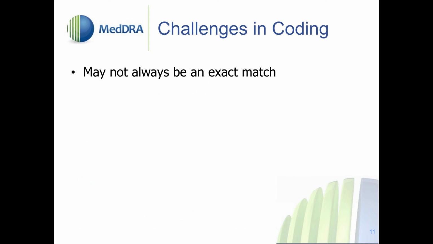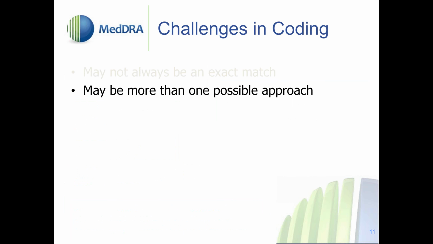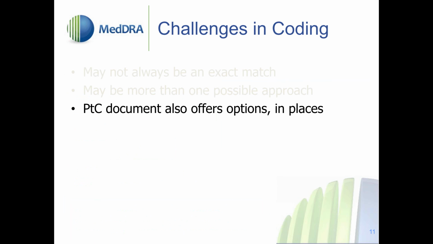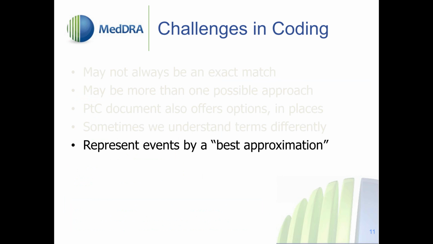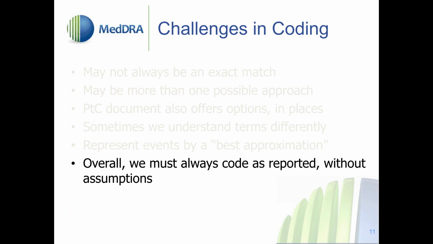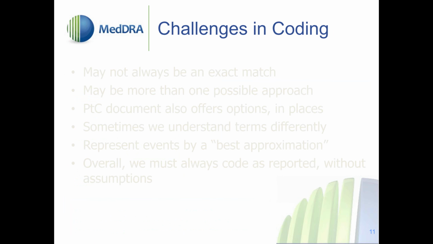Another thing we say every session: sometimes when we code, it is a challenge and there may not always be an exact match. Sometimes there may even be more than one possible approach and more than one LLT that you can choose. Even the points to consider coding guidelines document offers us options in places. Sometimes we all understand the term differently, and we have a different view of the term. But the best we can do is to code as reported and represent the events as best we can within a best approximation, is what we like to call it. Overall, we always code as reported without making any assumptions or inferences.